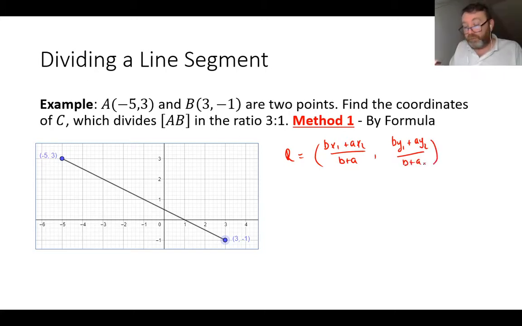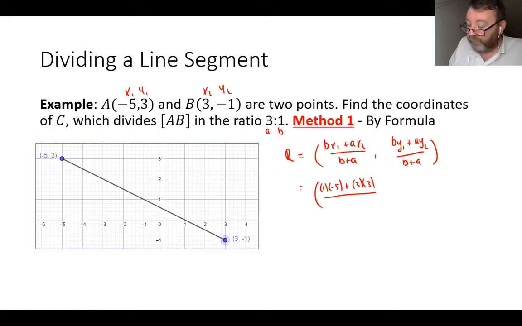So really all you have to do is to make sure you label your points properly. So this point here is x1, y1, this point is x2, y2, and the ratio 3 is to 1 is a and b, and you carefully fill those points into the formula. So b times x1 is 1 times minus 5. So that's b times x1. Then plus a, which is 3, times x2, which is 3, all over b plus a, which is 3 plus 1, which is 4. So there's the first point.